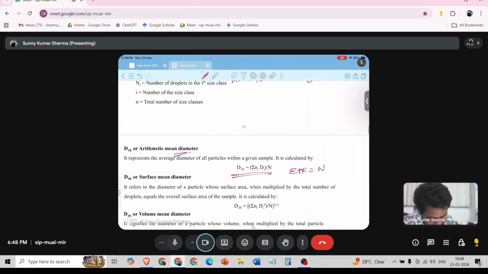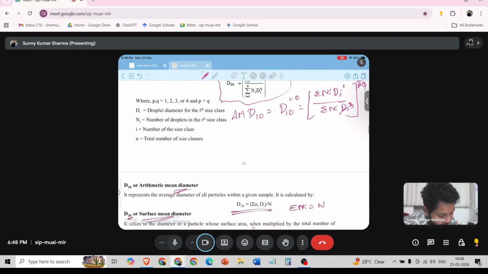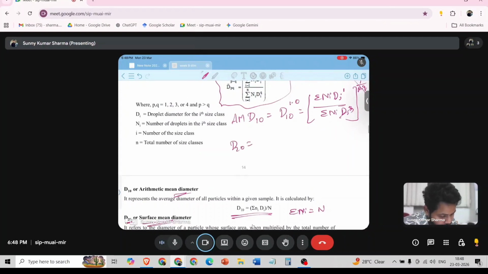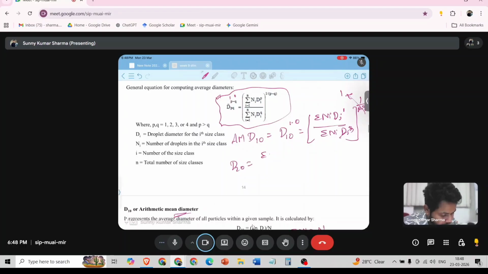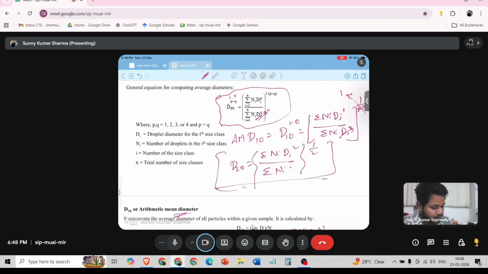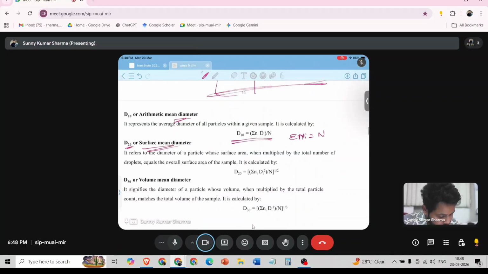Next is D20, which is the surface mean diameter. So D20 is equal to sigma Ni di square by sigma Ni, again di to the power 0 is 1, and the whole thing is to the power 1 by P minus Q, which is 1 by 2. So this is the expression for D20.